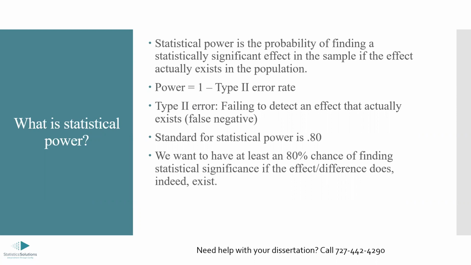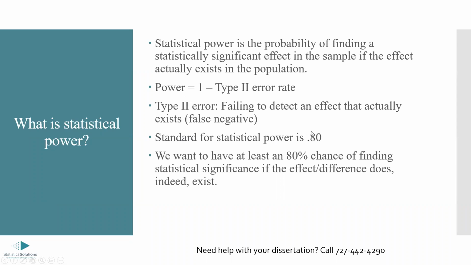This is also called a false negative. So failing to detect an effect that actually exists, that's a false negative, and that's type 2 error. Then we have, typically in the social sciences and psychology fields today, even business, the standard for statistical power is 0.8. You'll see that used a lot in research today.